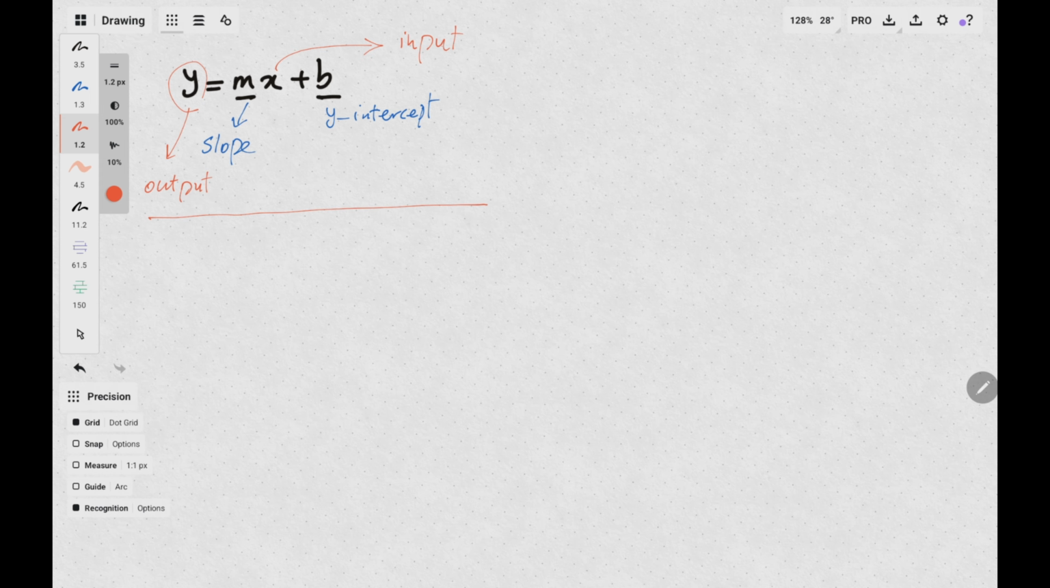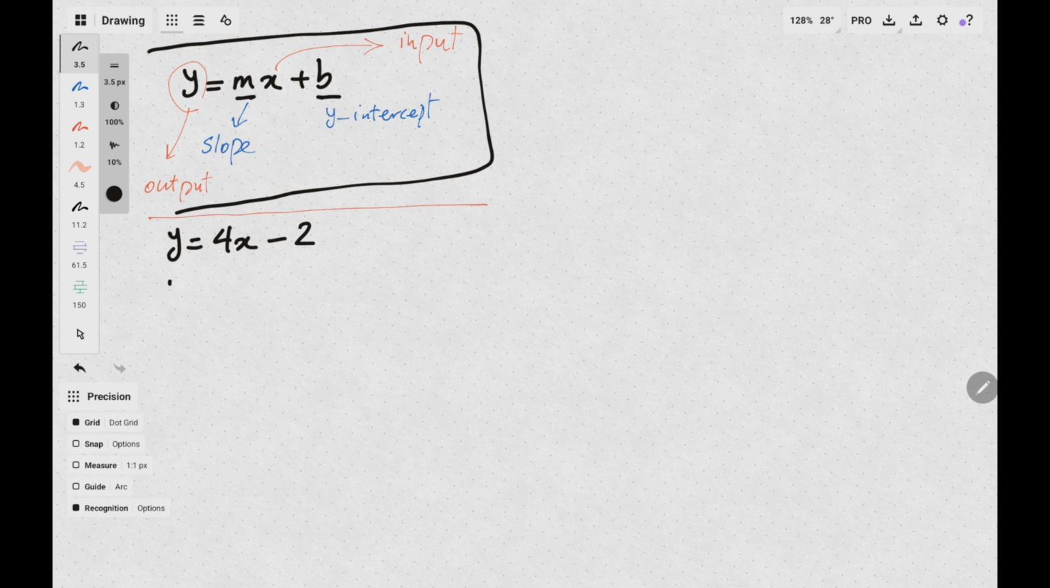So in my example that I'm going to write down here, y equals, let's say, 4x minus 2. I want to compare that to the formula on here and say, how much is my m? We know that m is the coefficient of x, as in here. So m is 4. And b, which is the y-intercept, is basically how much you have here.